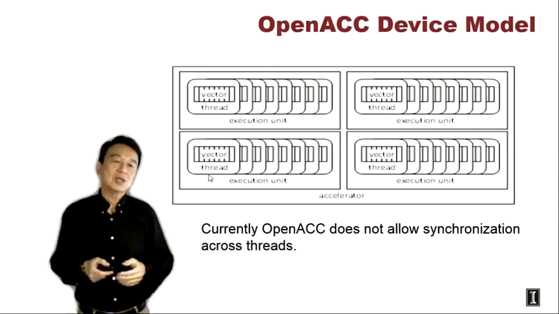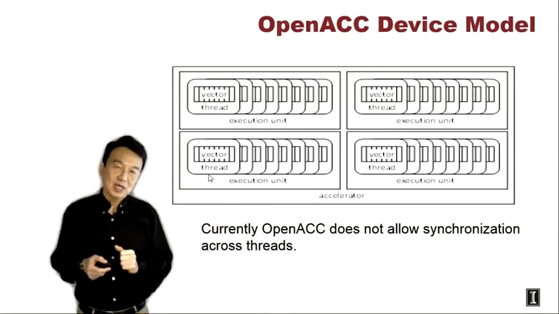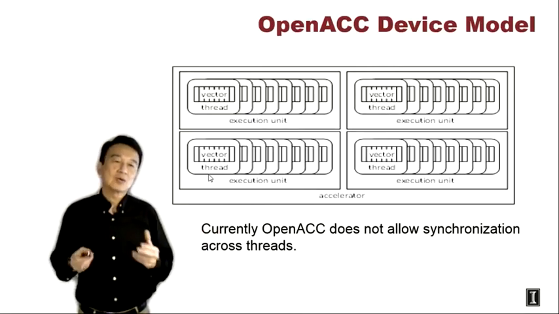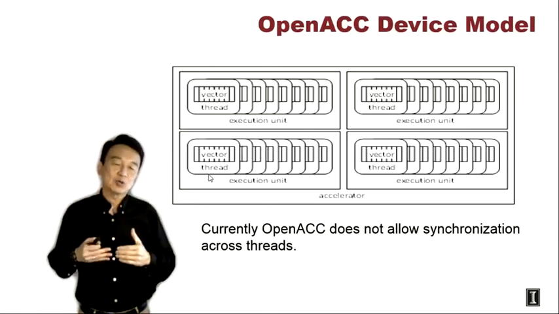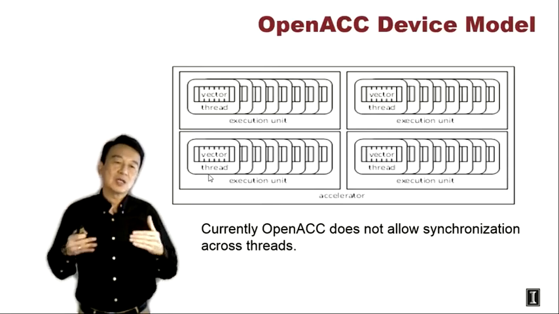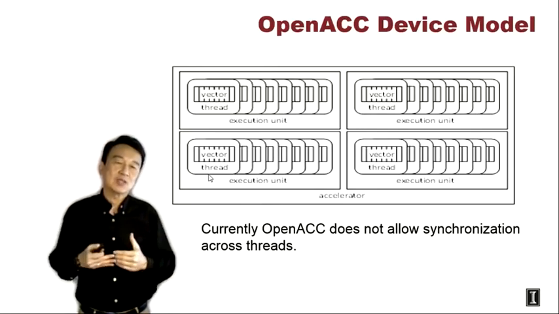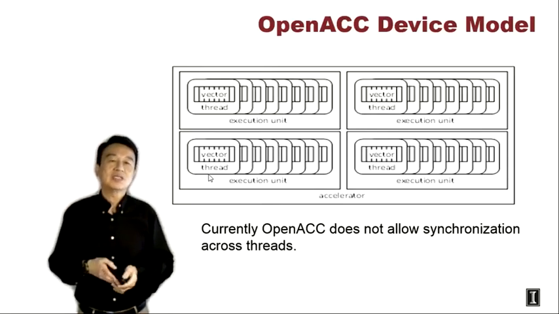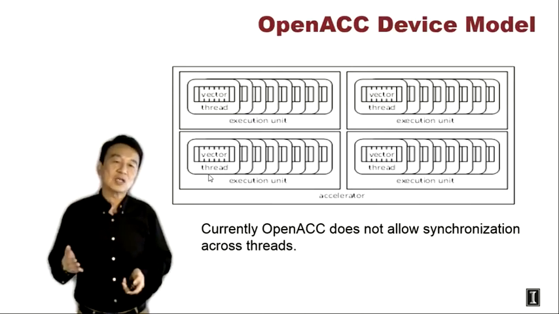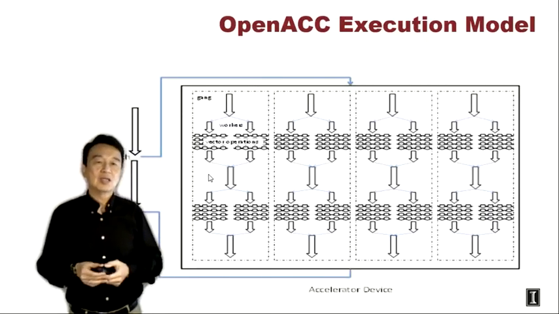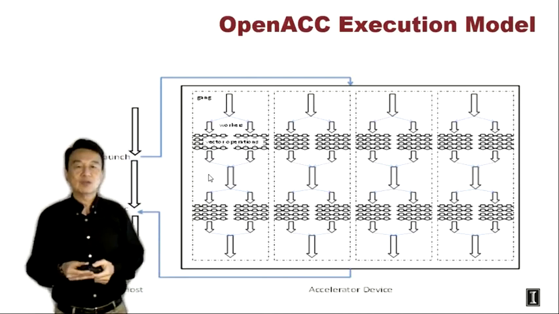Currently, OpenACC does not allow synchronization across threads. Unlike CUDA, where threads that belong to the same streaming multiprocessor can synchronize with each other, OpenACC does not currently allow the programmer to specify such synchronization across threads in the same execution unit. And this may actually change in the future.